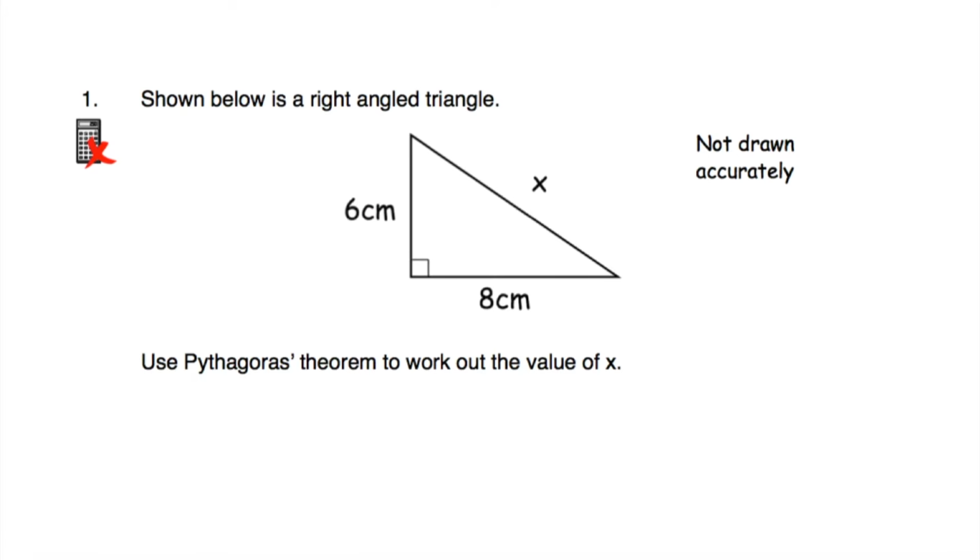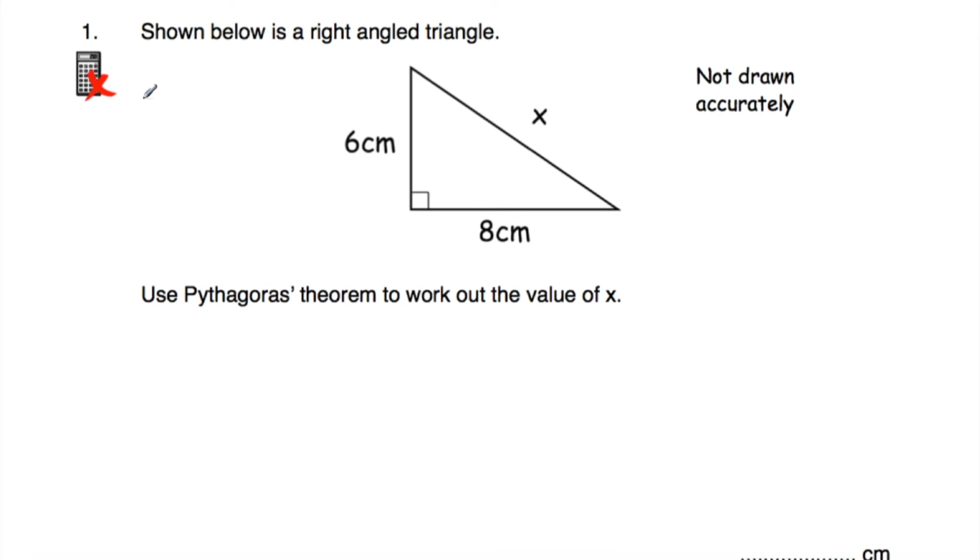So question number one. It's a non-calculator question, so I'm just putting down my calculator, and it says shown below is a right angle triangle. We can see it's right angled because it's got this right angle here, and the lengths of the sides are 6 centimeters, 8 centimeters, and the length of the hypotenuse, the longest side of the right angle triangle, is x, because that's opposite the right angle. The question says use Pythagoras' theorem to work out the value of x. So we want to work out the length of this side, x.